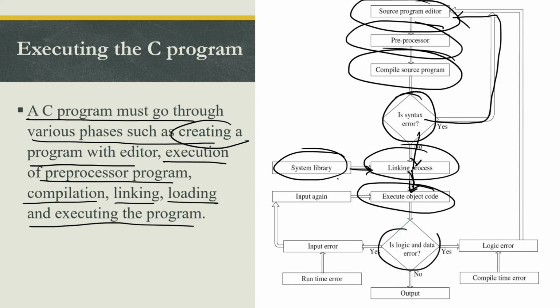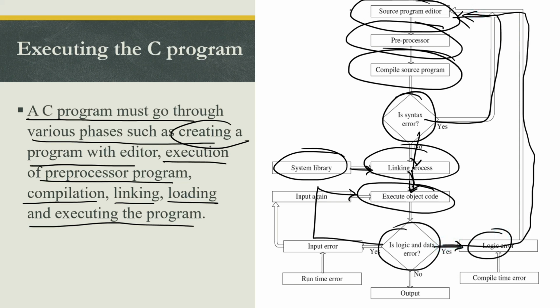And if you find any error, if it is related to input, then you have to run it again. And if you have any other types of error, logic related error, then you have to correct it in the edit program. Then you have to do this process again. And if there is no error, then it will get the proper output. Okay, that's all for executing the C program.